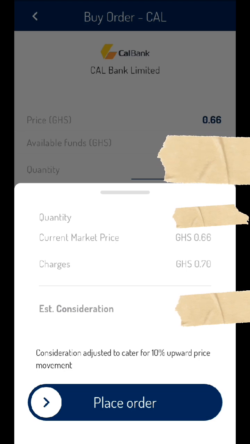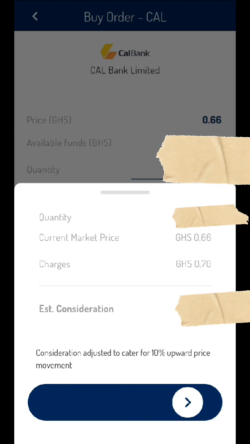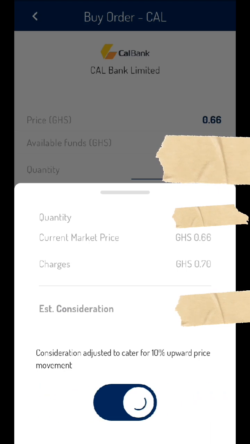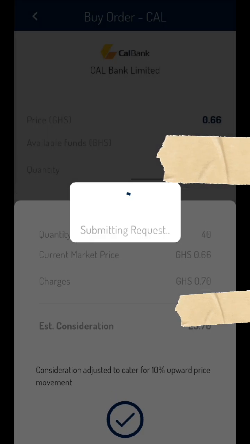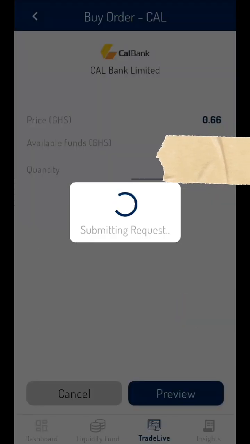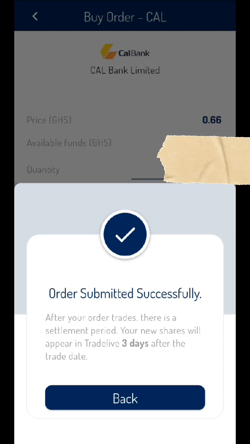And then you see a note under, which is a consideration adjustment to cater for 10% upward price movement. So that 10% is included in the estimated consideration or amount. The reason for the 10% is that when you place the order and there is a price change, that is an upward movement or an increase in price before your order gets executed, that 10% will be used to cater for that. In case the price doesn't change, then the 10% will be refunded back, that is, it will be paid into your Trade Life account. You get it?